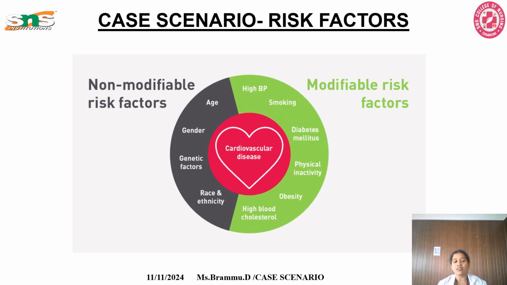Non-modifiable risk factors, in the sense that we cannot alter them or do some intervention to change them, are risk factors such as age, where old age is more predominant to develop MI; gender, where mostly the male gender is affected when compared to the female; genetic factors, where we cannot change the gene alteration; and race and ethnicity.